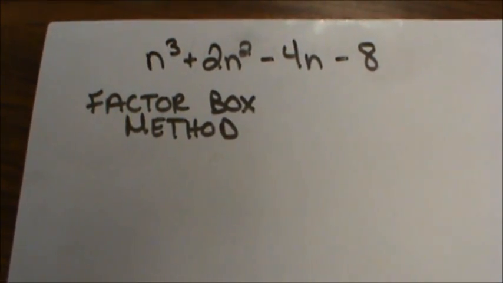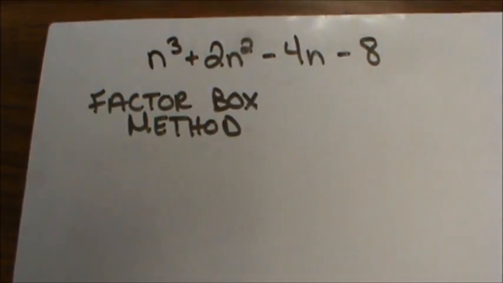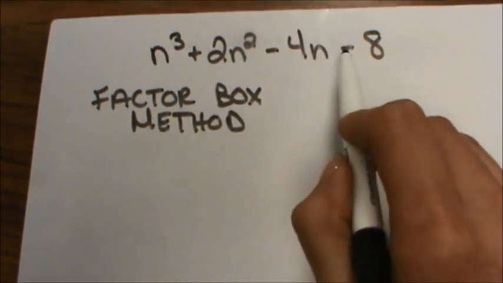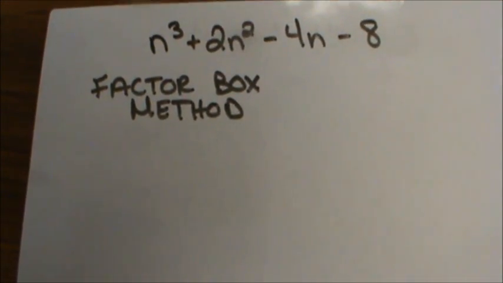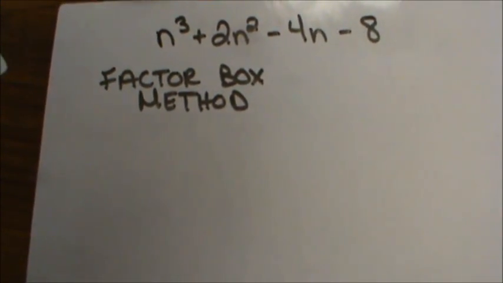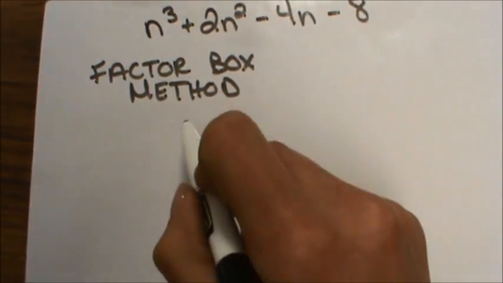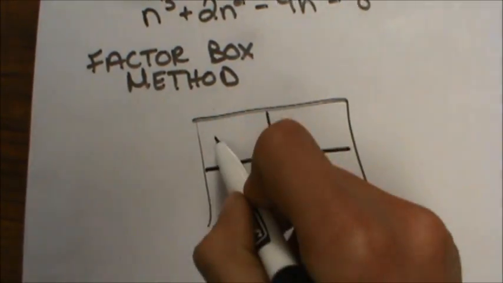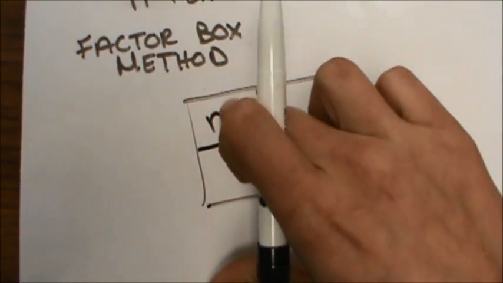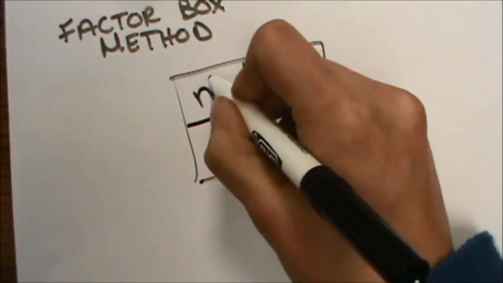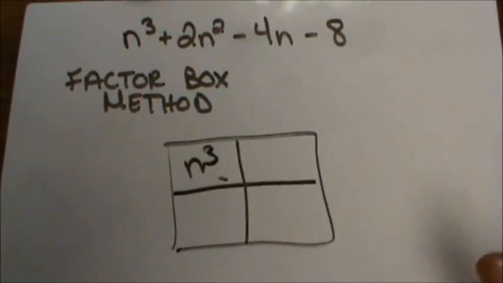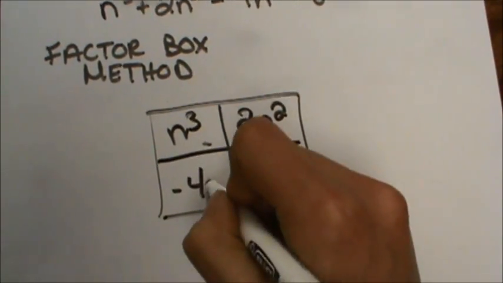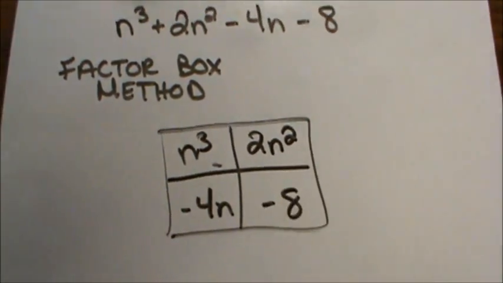Here's another example of factor by grouping when you have 4 terms. This example is especially important because we need to consider what happens with these negative signs. Our first way of finding the factors is using the factor box. 4 terms, and there's 4 openings in the box. Remember that order matters. n cubed, plus 2n squared, minus 4n minus 8.